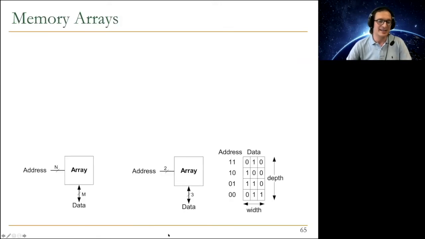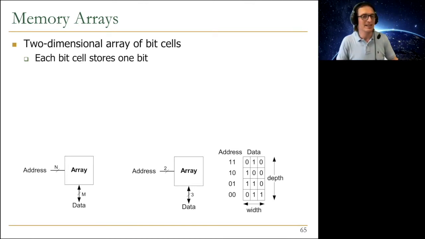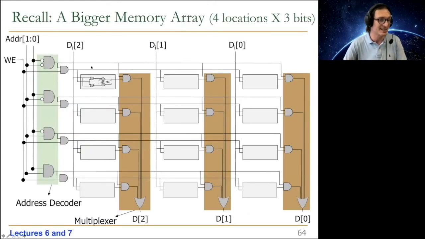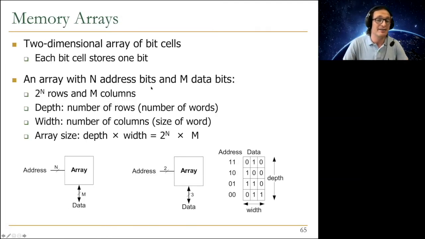And this is another example of it. Here, I've shown you the 12-bit memory array as an example. Essentially, all memory arrays are a two-dimensional array of bit cells. Each bit cell stores 1 bit, and we already know what a bit cell looks like. In this case, this is a latch, as you can see over here. And an array with n address bits and m data bits has 2^n rows and m columns.